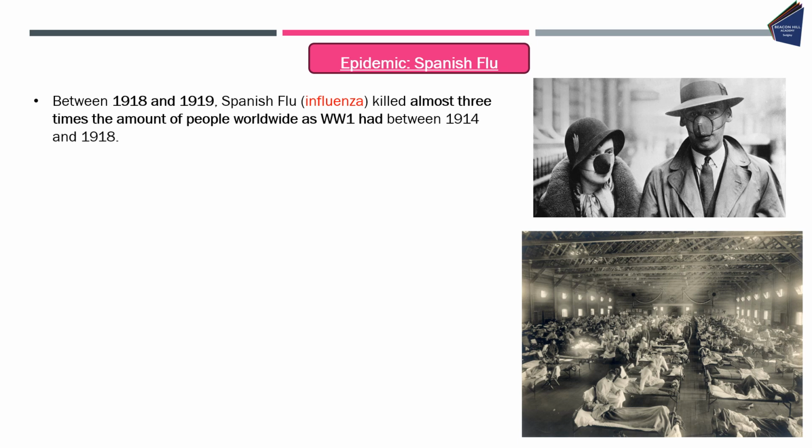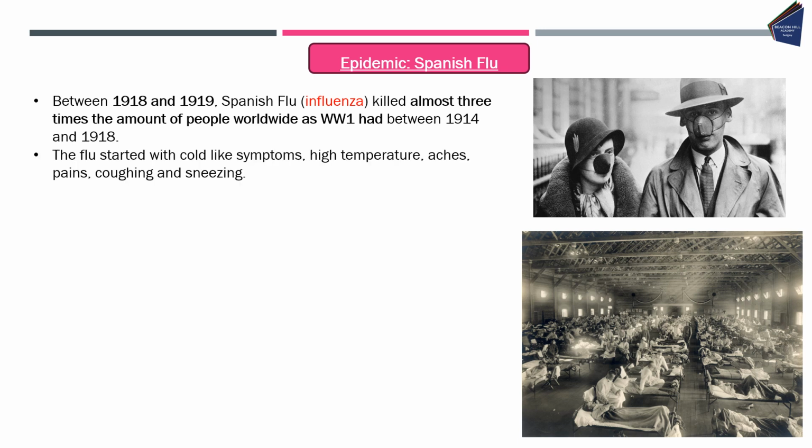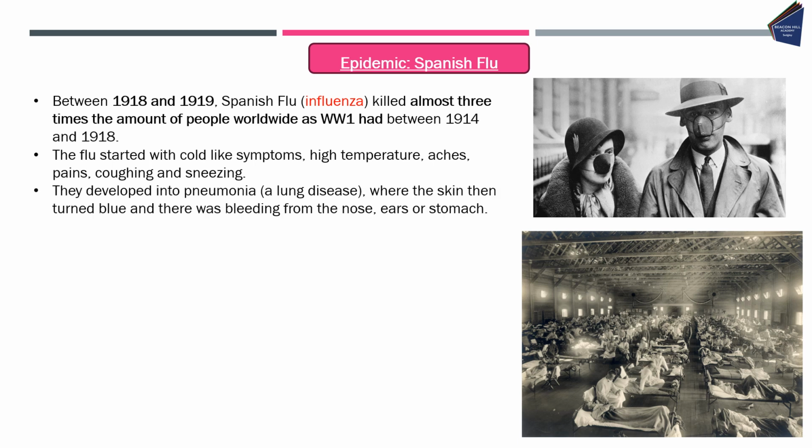So Spanish flu or influenza killed almost 3 times the amount of people worldwide as World War I had between 1914 and 1918. So a huge epidemic, a huge issue for the world to deal with. The flu started with cough-like symptoms such as a high temperature, aches, pains, coughing and sneezing. And these quickly turned into pneumonia, which is a lung disease, where the skin then turned blue and there was bleeding from the nose, ears or stomach.